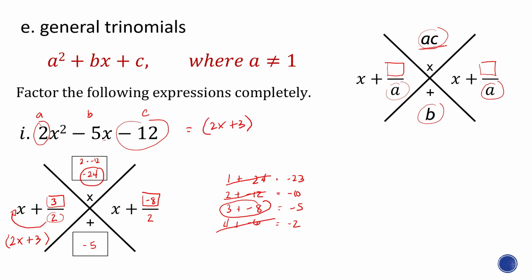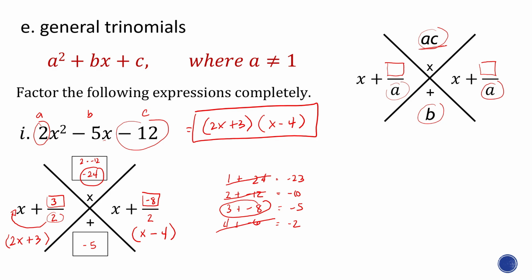There you go. What about negative 8 over 2? Can we simplify that? I think we can. What's negative 8 divided by 2? That's negative 4. Bring down the x. There you go. That's the other factor. All right. So if you want to check, if you multiply 2x plus 3 and x minus 4, the result is going to be 2x squared minus 5x minus 12.